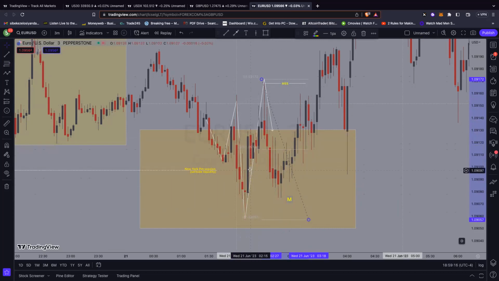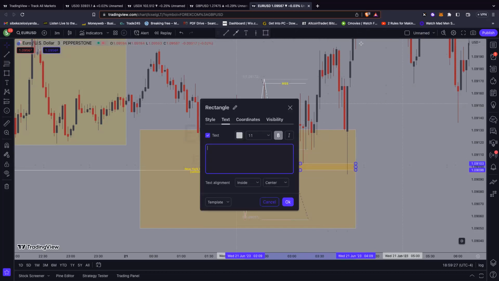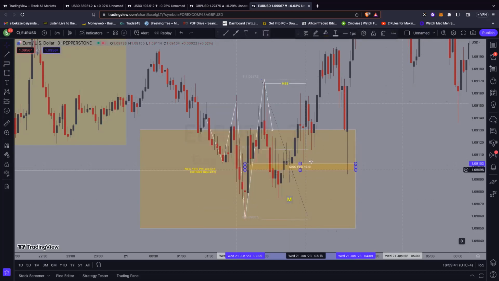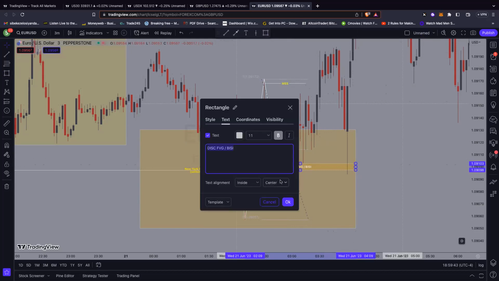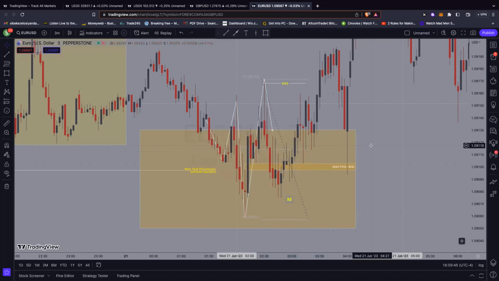What do you have here? A small imbalance. There's a fair value gap in this price leg that you can extend. You can use this as a discount fair value gap, a buy side imbalance. This is a discount because you are below the midnight open here. But you also have OTE.